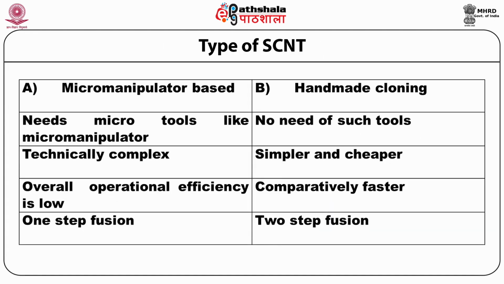When we compare the micromanipulator method with the handmade method, we can say the micromanipulator method requires complex instruments like a micromanipulator or holding pipette, whereas handmade cloning doesn't require such tools. The micromanipulator method is technically complex and requires one-step fusion, whereas handmade cloning is simpler and requires two-step fusion.